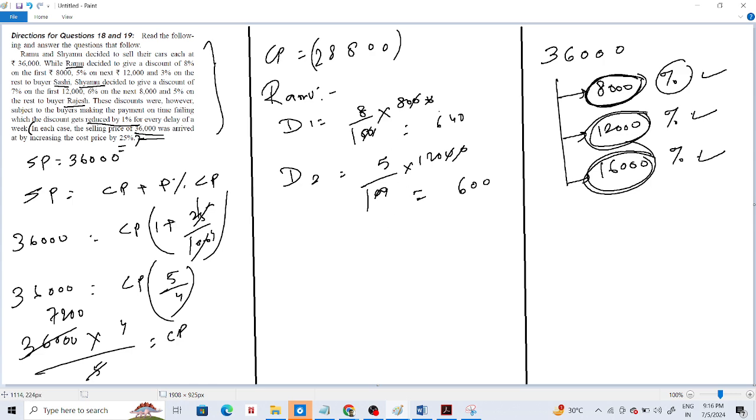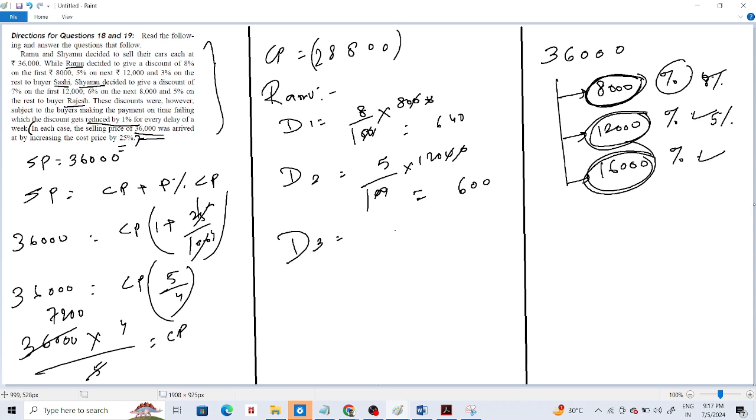That is why I am finding out the discounts separately. Ramu has given 8% discount on this 8,000 rupees. Then he has given 5% discount on this 12,000 rupees. Now you understood this problem, Shritama? Yes, sir. If you don't understand, just stop me and ask me, okay?